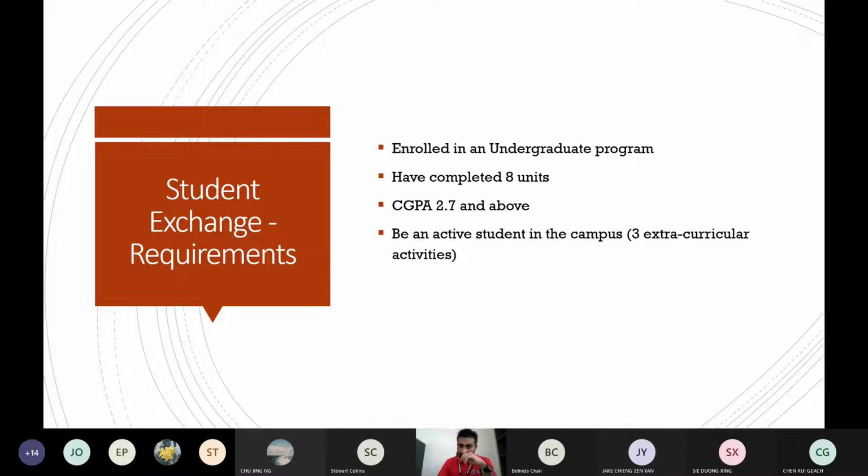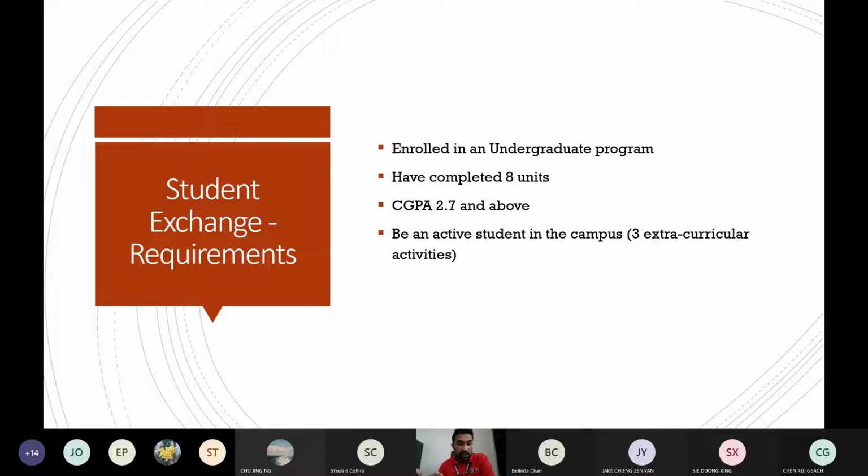Since exchange is a program where you spend 1 semester and it's very competitive, every semester we get around 50 to 60 applications. We have to go through the applications and see who is really able to go, because we cannot send all students to Melbourne. There is a limit to how many we can send. So there are some requirements that students must meet before they can be chosen to be an exchange student.